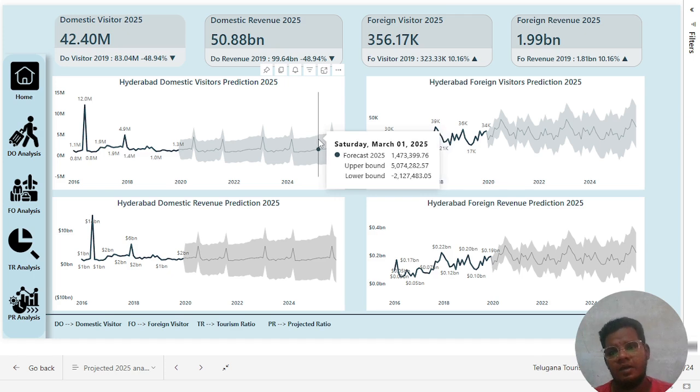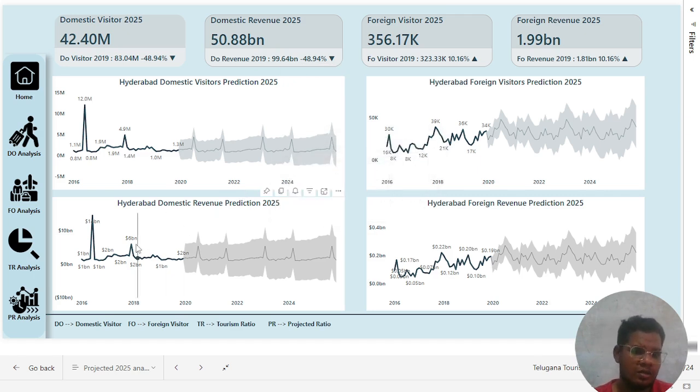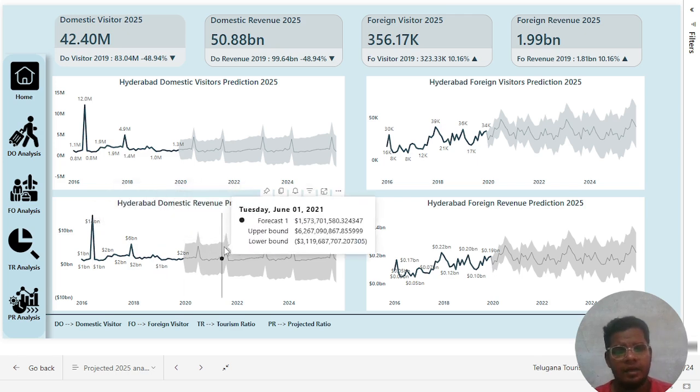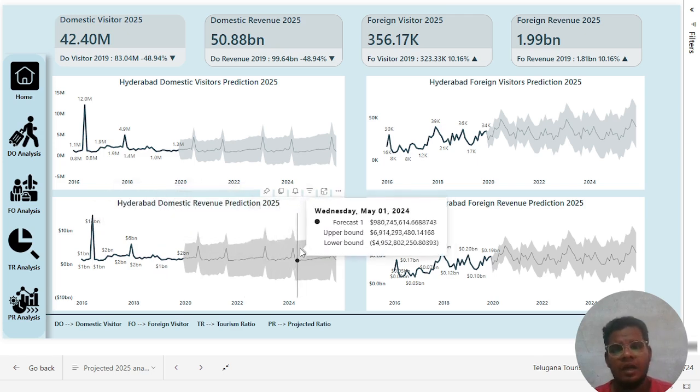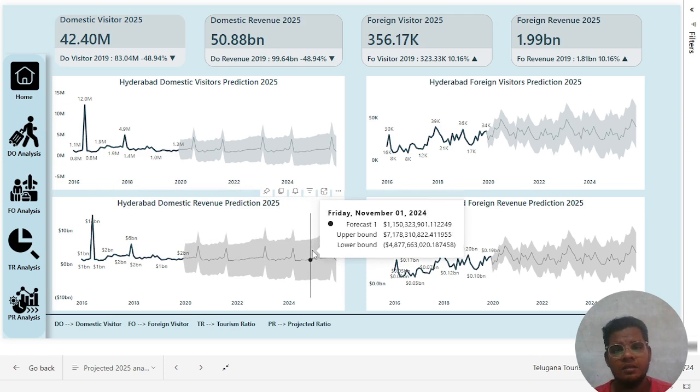And then March, around 1.4. It's a monthly-oriented analysis, the same way for the revenue as well. In 2016 we generated 1.4 billion in revenue, and here also it's derived from the monthly analysis, from January. The forecast is the predicted value, whatever we predicted, along with the upper bound and lower bound.